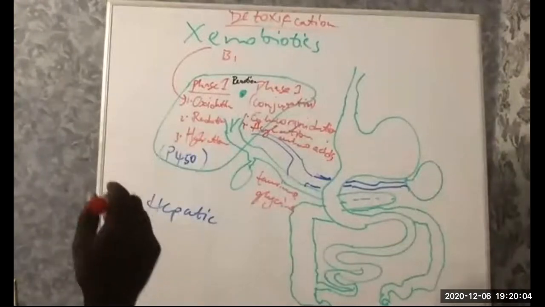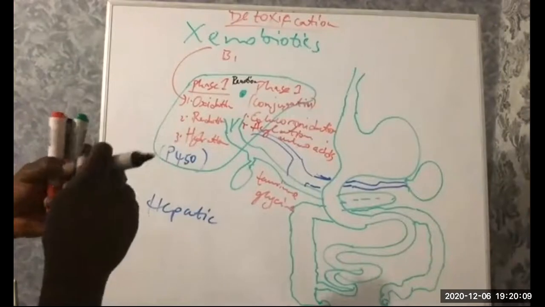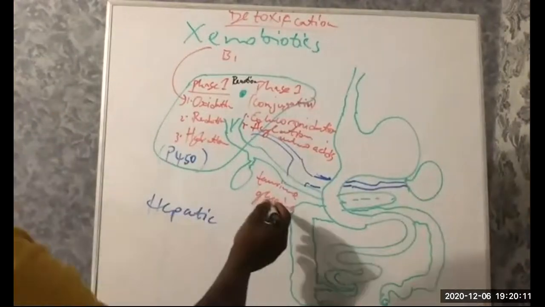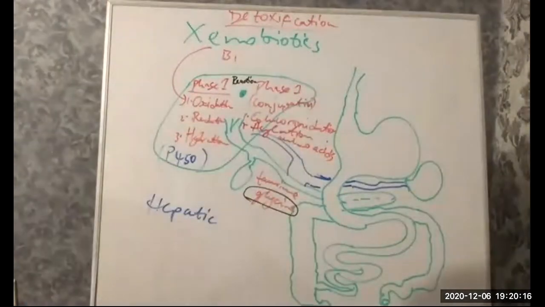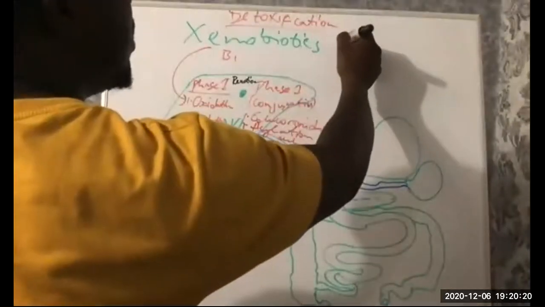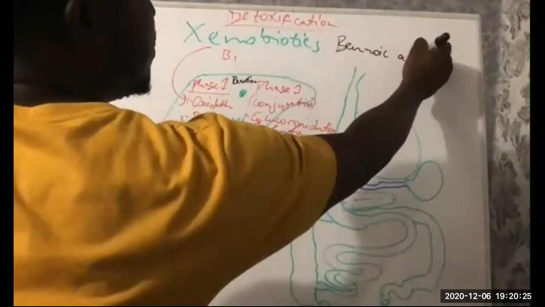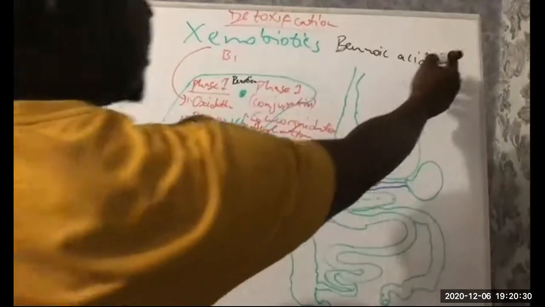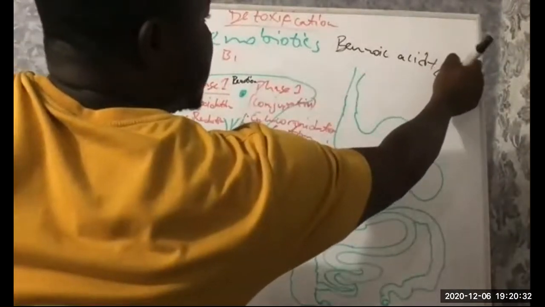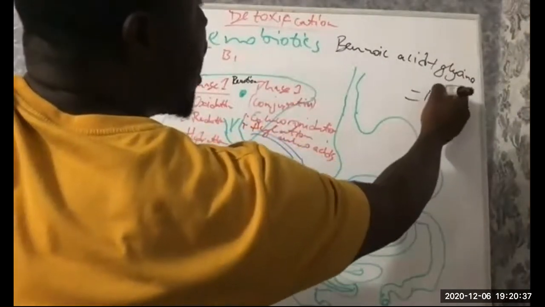Now, listen very well. There are some substances, like if we are talking about this amino acid glycine, which should be produced in the liver. There are substances like sodium benzoate or benzoic acid, which in the liver, at the point of conjugation, adds glycine to form what we call hippuric acid.